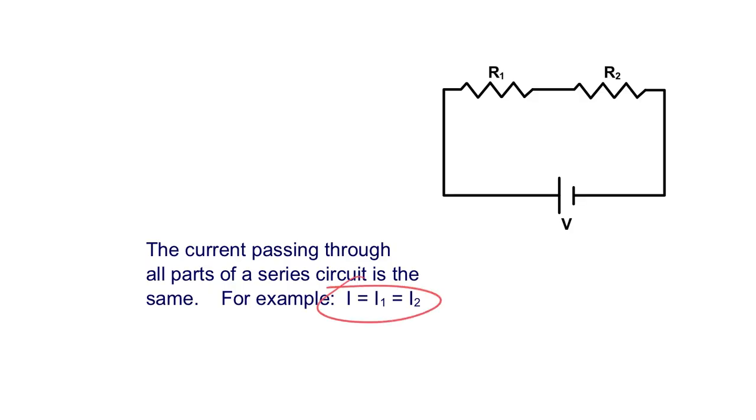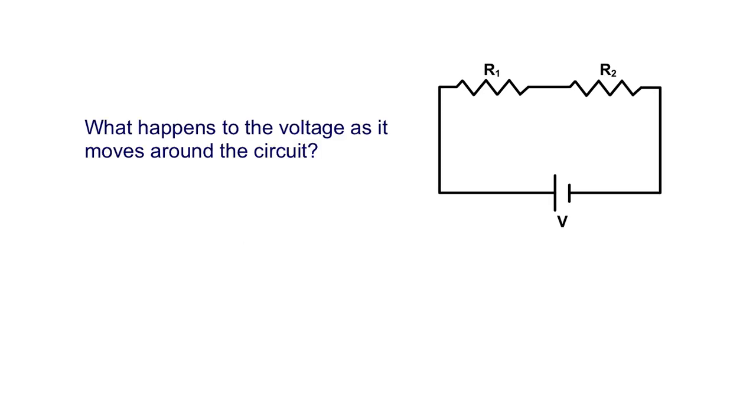Okay, so there we have that rule. Now the voltage. If that's VT for total voltage, this little symbol is showing a voltmeter. What you do is you take this meter and you put its two wires across the resistors. We'll do that in lab.